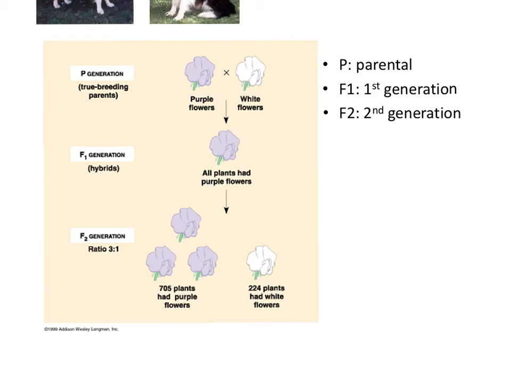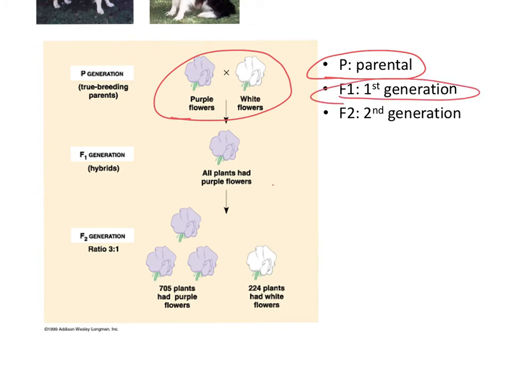A little bit about generations. We sometimes see these described in questions where the P generation just refers to the parent generation. The F1 is the first set of offspring, so I would cross 2 parents to get offspring.